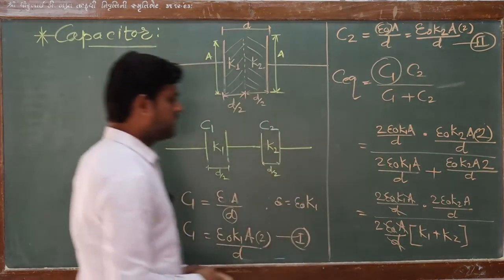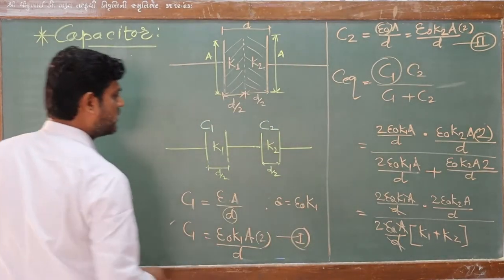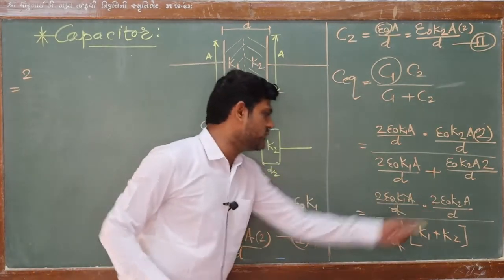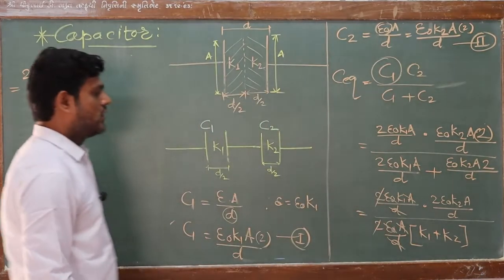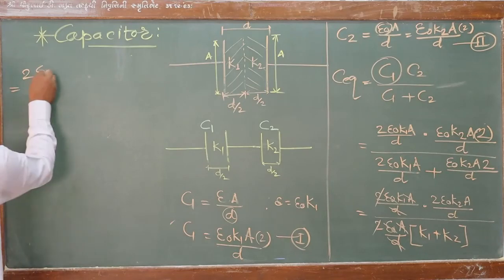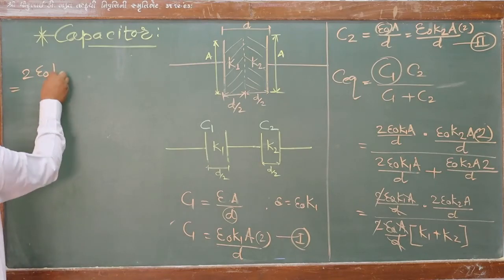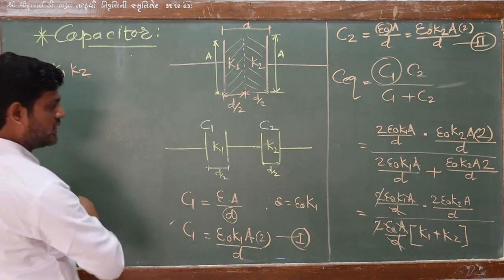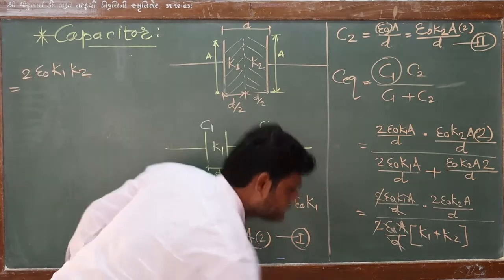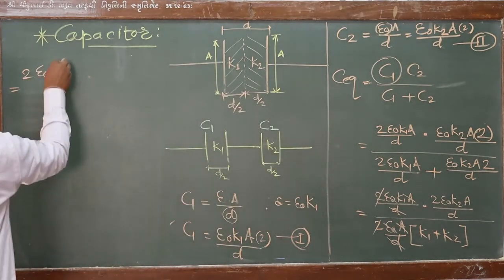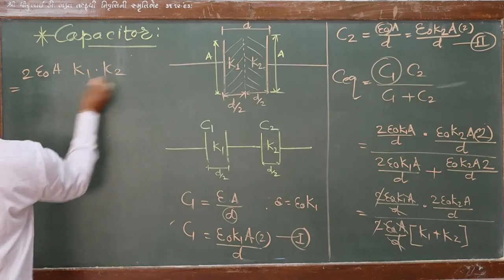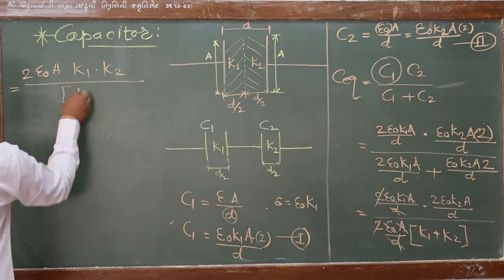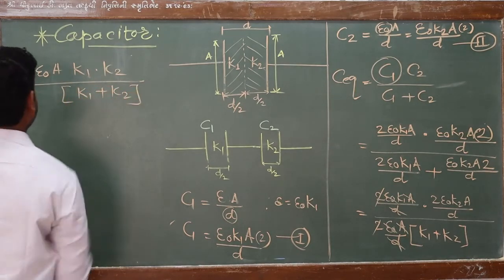What can we obtain over here? See, 2 remains as it is. 2 into 2 becomes these 2. These 2 also get cancelled. Only the 2 epsilon 0, k1 k2, into A we can write: 2 epsilon 0 A k1 dot k2. The remaining part in the downside, inside the bracket, is k1 by k2.